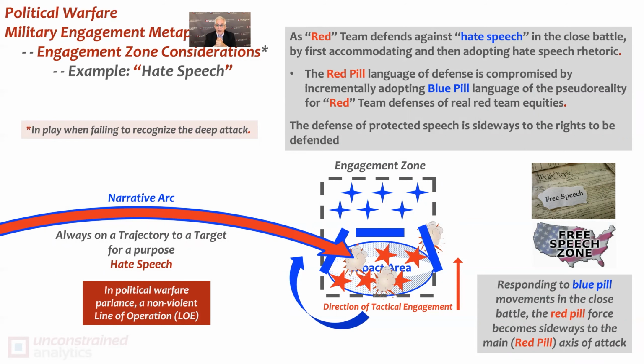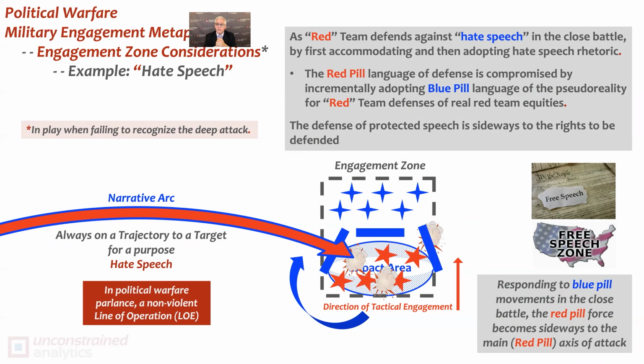As the red pill team defends against the hate speech in the close battle, by first accommodating and then adopting hate speech rhetoric, I'll fight fire with fire, or at least I'm going to understand their narrative and answer them along those lines, in a maybe subconscious level at this point.